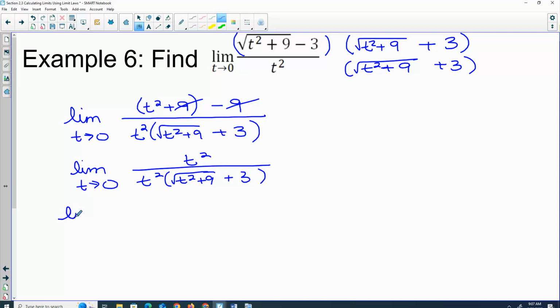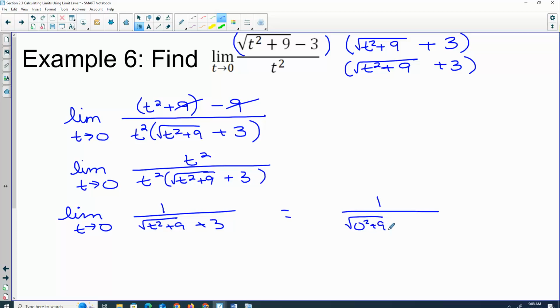So then what happens with my t squares? So the limit as t goes to 0 of 1 over the square root of t squared plus 9 plus 3. Okay. This is all right. Our limit laws tell us we can do the top and the bottom. It tells us we can bring our limit under the square root. And since it's just polynomial, you can plug in your 0. So we get 1 over the square root of 9, so 3 plus 3. And that turns into 1/6.